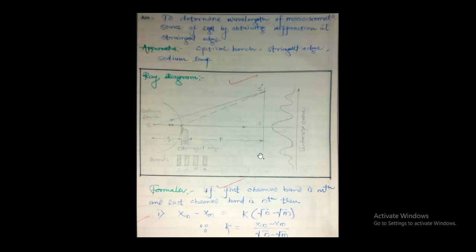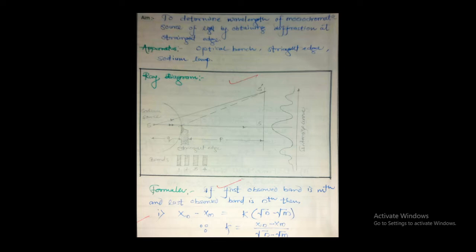Since the word diffraction is in the title, we have just completed one practical on diffraction, the plane diffraction grating. In that I have explained diffraction, one of the basic optical phenomena. The basic rectilinear property of light is that light always travels in a straight line in the same medium, which is the rectilinear propagation of light.